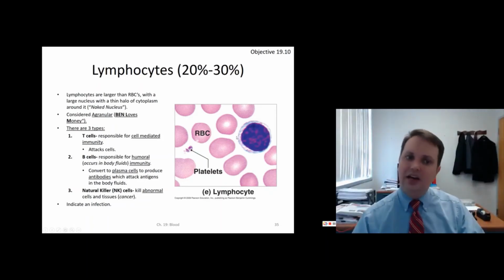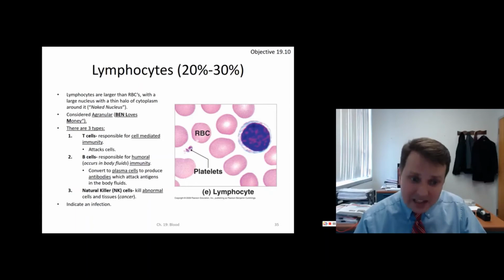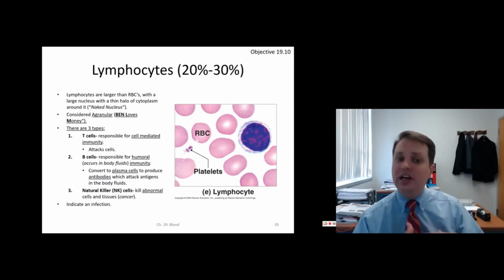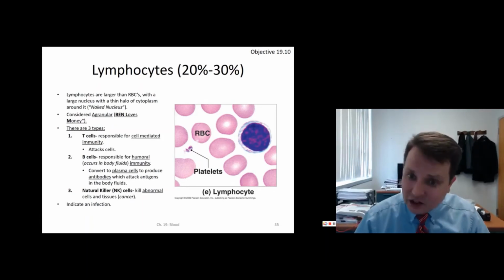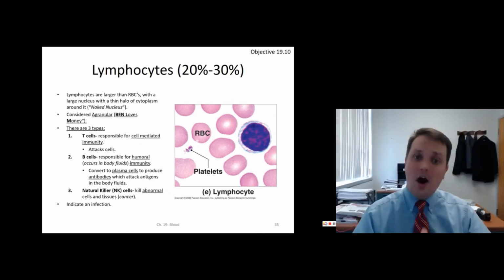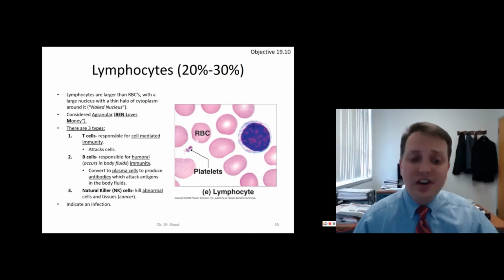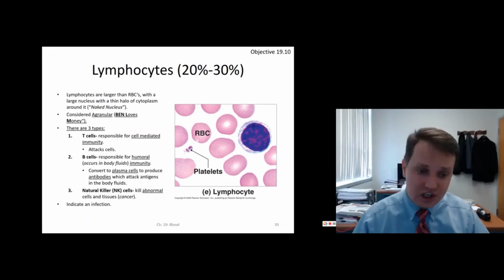Now, there are 3 types of lymphocytes: T cells, B cells, natural killers. T cells do cell-mediated immunity to attack a cell who's infected. B cells do humoral immunity. They release antibodies into the body's fluids to attack antigens present. These are the cells, B cells, that are making your anti-Rh antibodies. And there's the natural killers. They're present and kill abnormal cells and tissues like cancer cells.